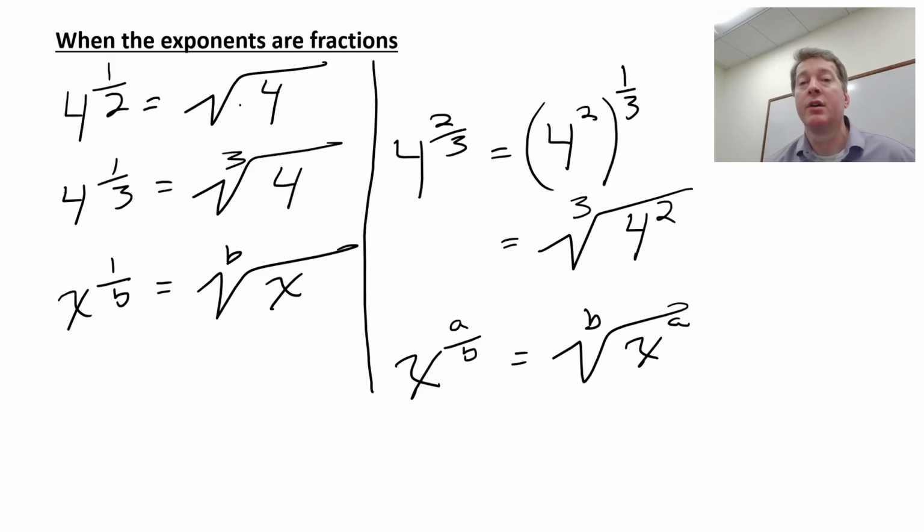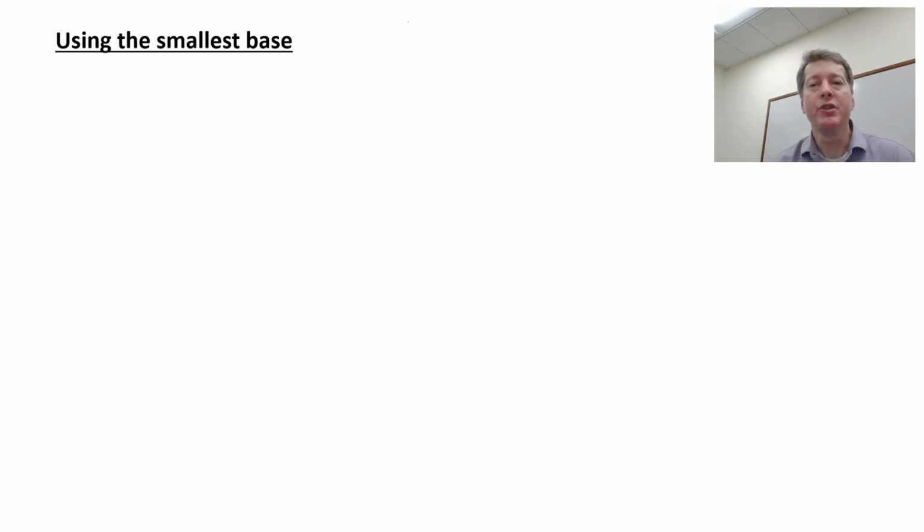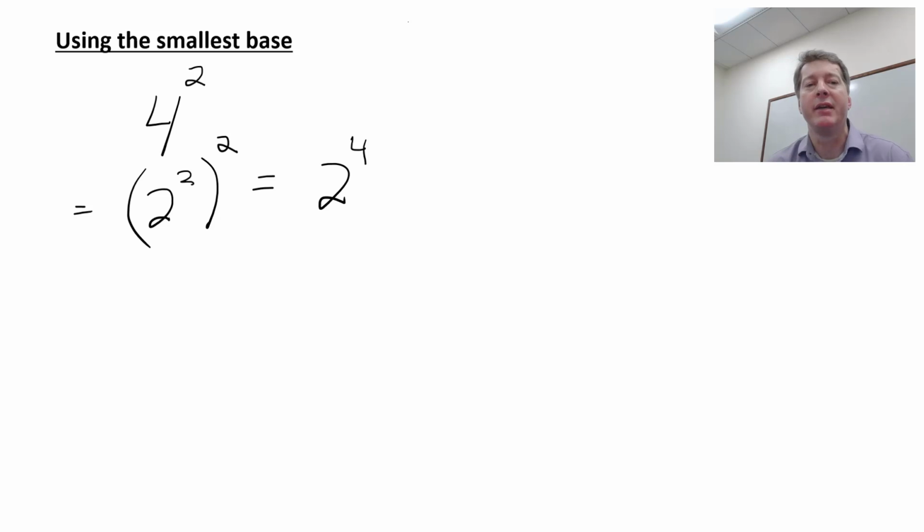So you might see this on a harder question: using the smallest base. What do I mean? If you see a number raised to an exponent, suppose I have 4 squared, you want to ask, can I reduce that down to a smaller number, a smaller base? Right now the base is 4, but hey, 4 is 2 squared. So this is the same thing as 2 squared squared. This is 2 to the 4th. So I have reduced 4 down to the smallest base.